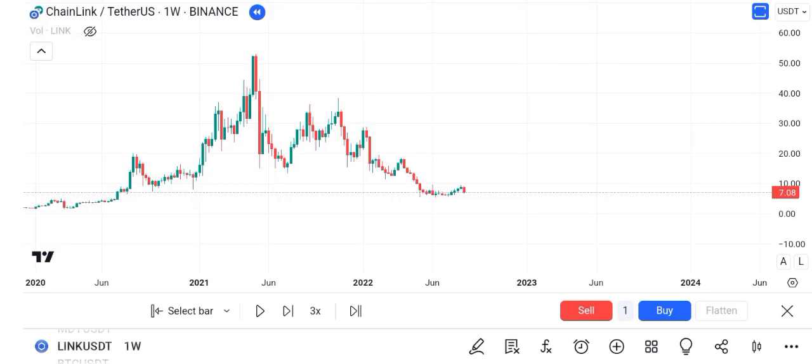In this video, I will discuss support and resistance. Right now, I have opened the chart of LINK against USDT and I will explain the whole concept on this chart. So, let's talk about support first.